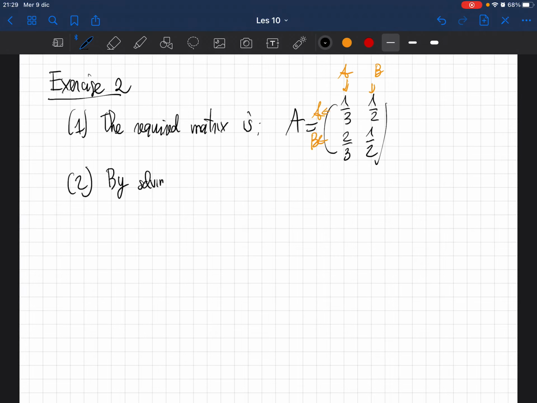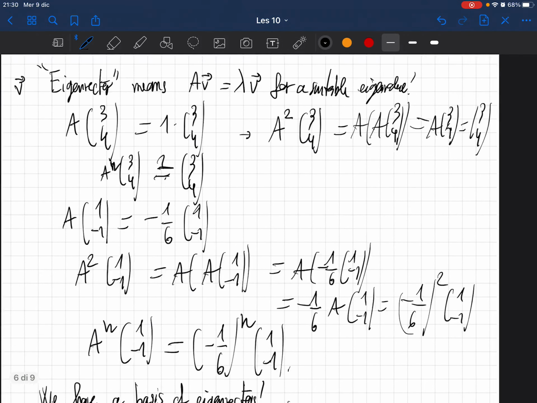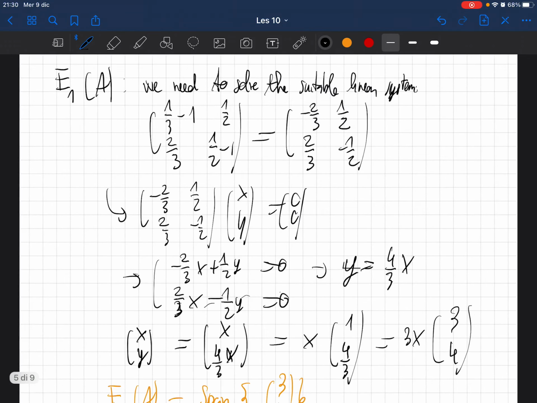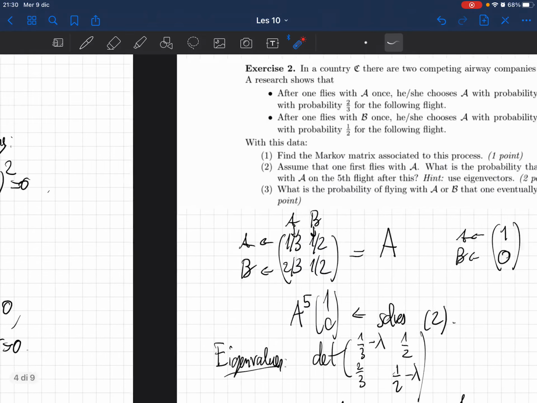By solving the determinant of A minus lambda, we find out A has eigenvalues. I mean, the computations here were quite straightforward. Say in exercise 1, I decided, even if the solution is just a resume, computing the eigenvalues was so straightforward that we could put it here and it was still very short.